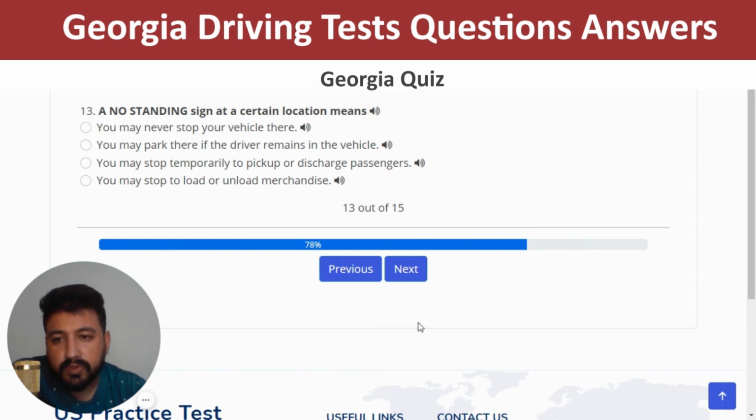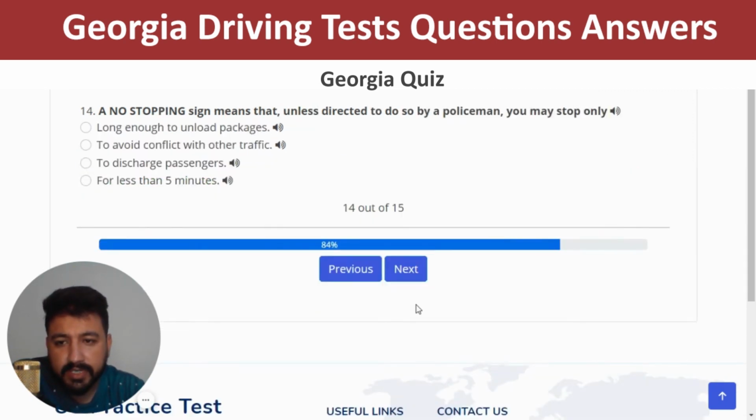The third last question of quiz number 5 is, a no standing sign at a certain location means, so you can choose the third option, which is you may stop temporarily to pick up or discharge passengers. So third option. Second last question is, a no stopping sign means that unless directed to do so by a policeman, you may stop only. So the right answer of 14th question is to avoid conflict with other traffic. So I'm going to click on the second option.